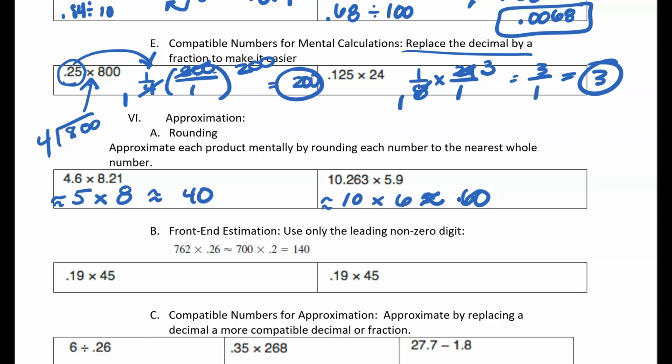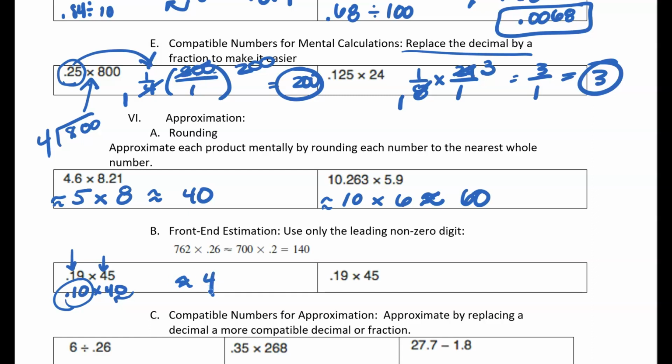And then I could also use front-end estimation. That's the same thing we've done before, although we haven't done decimals, but it's the same concept. You just take the very first number in the decimal, and it doesn't matter if it's a number to the right of the decimal or left, just the very first number you see. You're going to keep that one and make all the rest zeros. We keep this one and make the rest zeros. So 0.1 times 40, so that means move the decimal one spot left since we're multiplying by a power of 10.